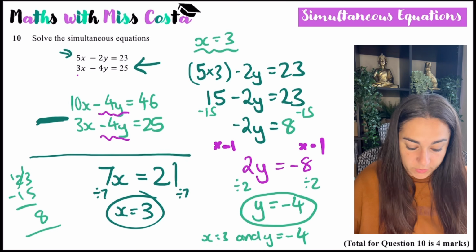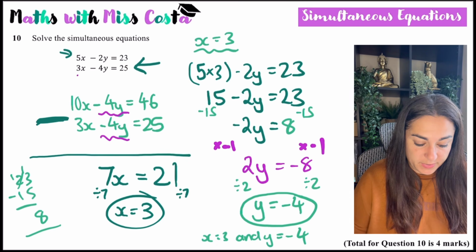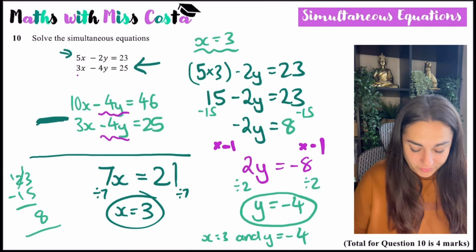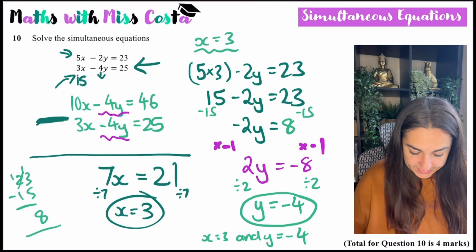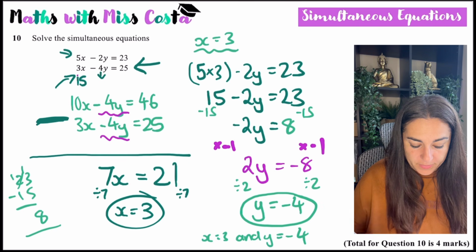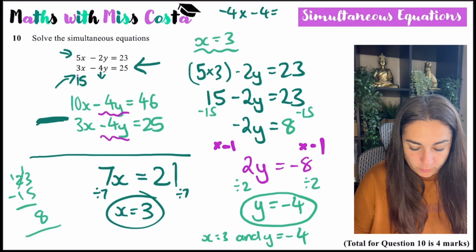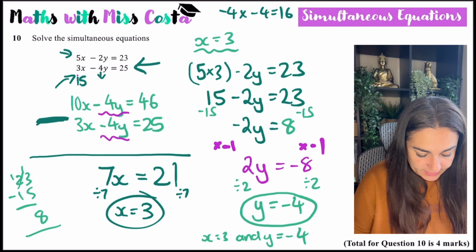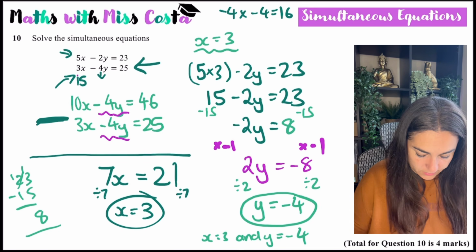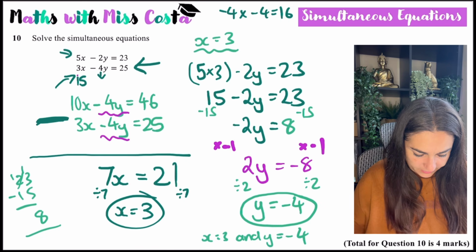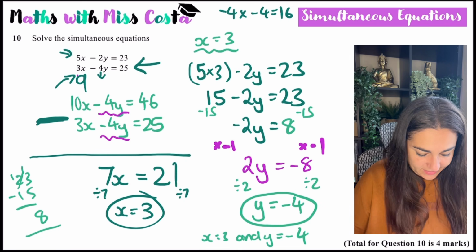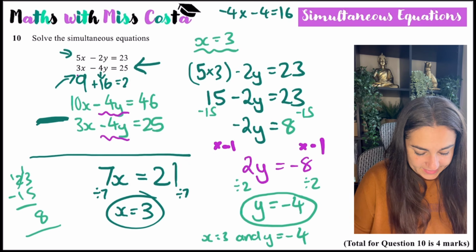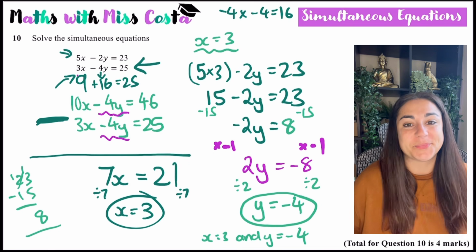If you wanted to, you could double check because then you definitely know that you've got it right. So if x is 3, double check by putting it into this equation. That would be 15. And if y is negative 4, minus 4 times minus 4 is positive 16. So, x is 3, sorry. Yep, that's 9. 9 plus 16 is 25. Yes, it works.